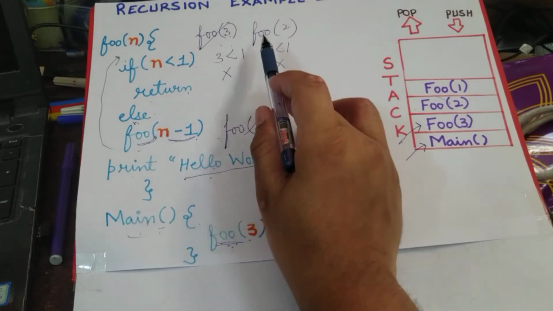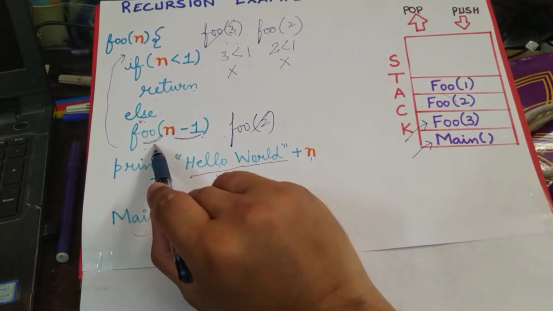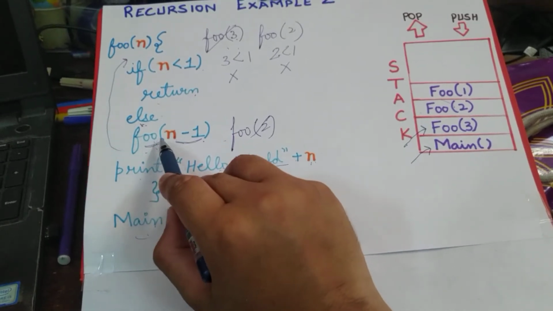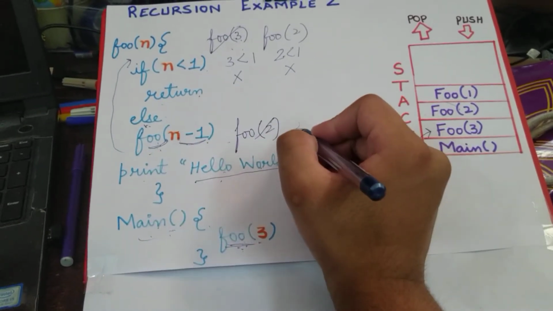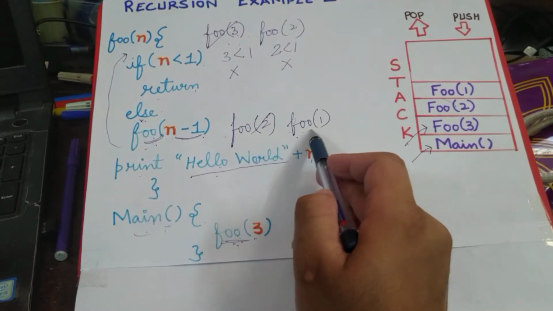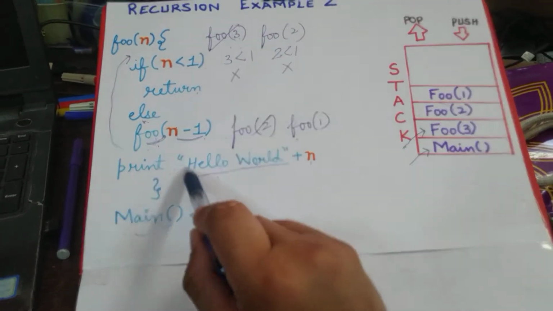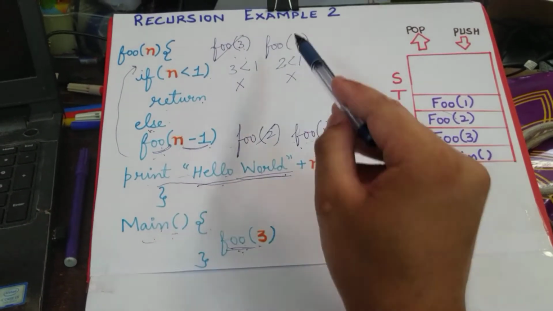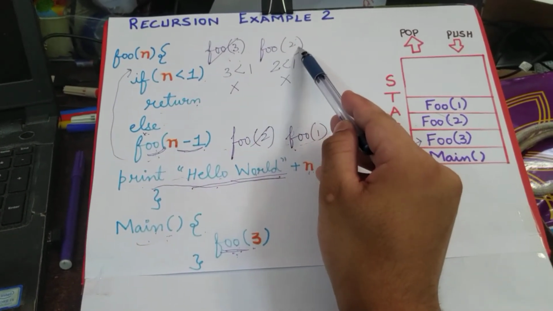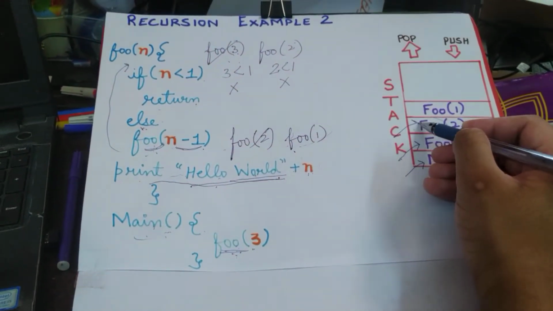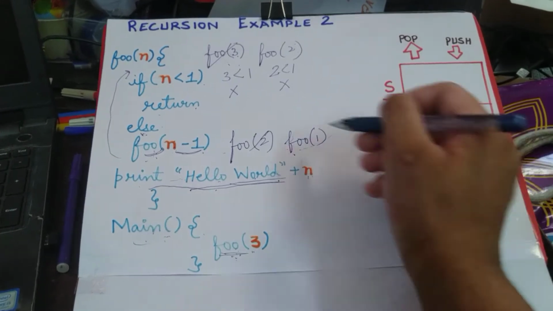So now the method is foo2. The value of n is 2. So it will become foo of 2 minus 1, that is foo1. So it will become foo1. Again the foo method will be called, but we need to execute this statement. So to execute this statement, the foo2 method will go into the stack. So here the foo2 method goes into the stack.